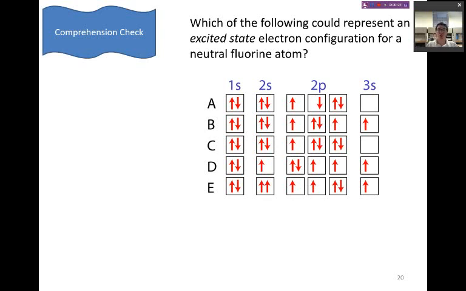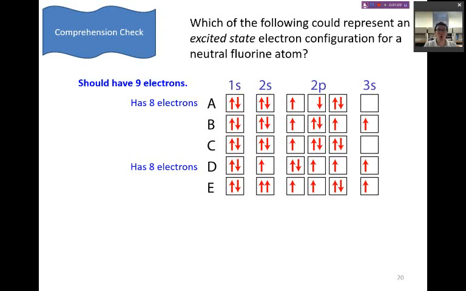Welcome back. So, for this first question, we want to determine which of those electron configurations would represent an excited state for a neutral fluorine atom. So, how do you solve this? First thing to do is to recognize that if we have a neutral fluorine atom, we should have 9 electrons. So, one easy way to eliminate some possibilities is to look for configurations that have a different number of electrons. And indeed, you can rule out D and A, because they each have 8 electrons.